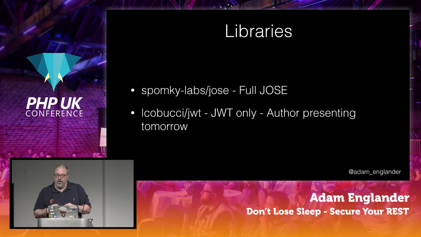So libraries, as far as I know, there's only one full JOSE library. So if you want to do the whole gamut, it's Spomky Labs. There's also another one. There are actually, I think, two more for JWT, but there's only one that's just JWT that supports basically the full range and the validation of the JTI, and that's it. So he'll be talking about it tomorrow afternoon here. I don't know if it's in this room, but at the conference.